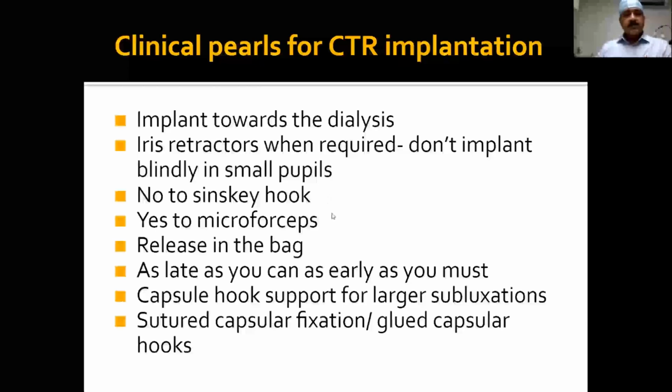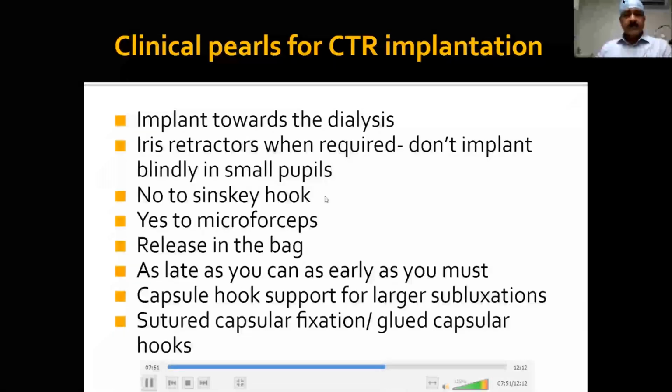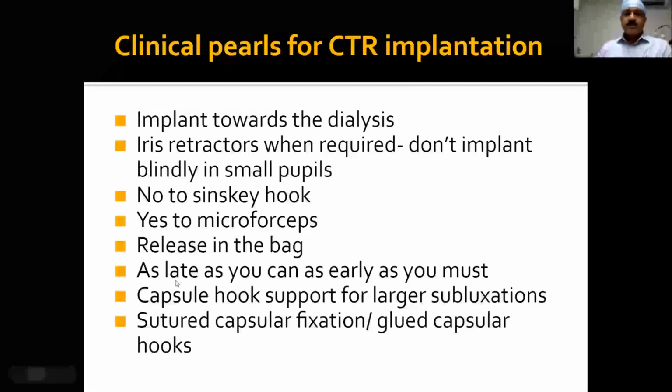For beginners, better is you use microforceps for implantation. You have more control over it. But for experienced hands, two Sinskey hooks can be used, and equally well, they will help you implant the CTR. Always release the CTR in the bag. The dictum is implant as late as you can, but as early as you must. And for very large subluxations, always use scleral fixated capsular support rings or glued capsular hooks.